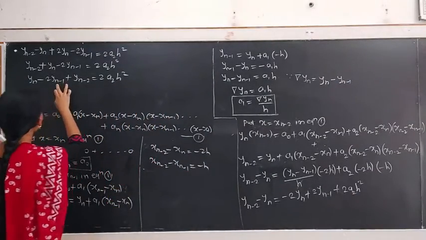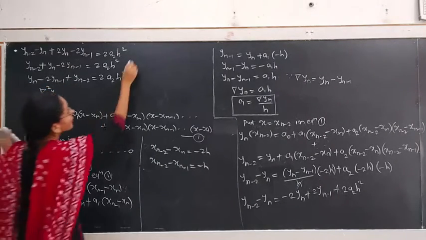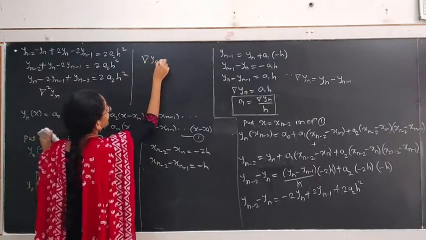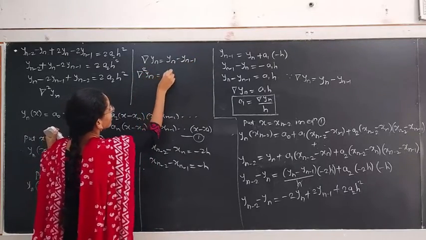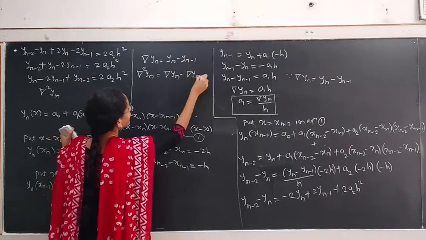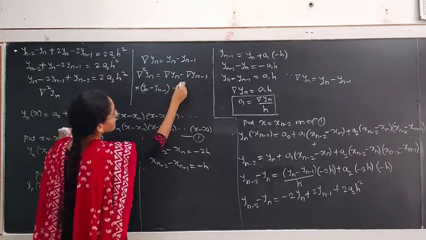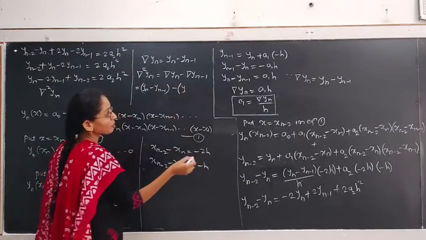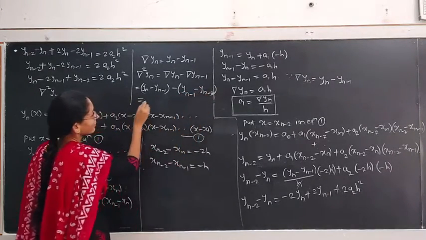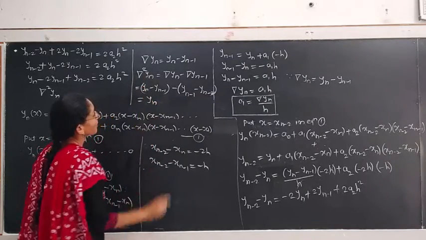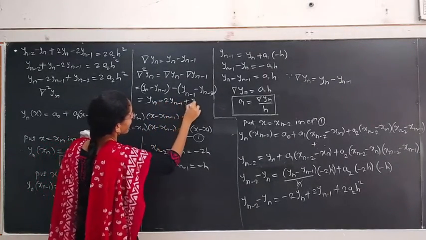For that, this left side is what? Left side is del square y_n. What is del square y_n? Del y_n is what? y_n minus y_{n-1}. Del square y_n is del y_n minus del y_{n-1}. This del y_n is y_n minus y_{n-1}, minus del y_{n-1} is, by definition of backward difference operator, y_{n-1} minus y_{n-2}. After calculating these terms, we get second order backward difference at the point y_n is y_n minus 2y_{n-1} plus y_{n-2}.